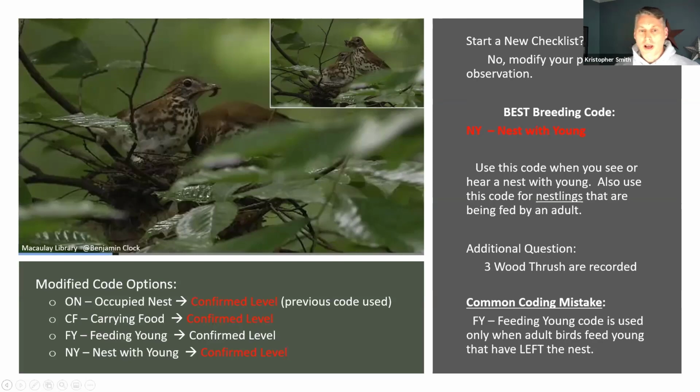All right. So a common coding mistake, feeding young, the FY code is used when an adult bird is feeding young that have left the nest. So they have to be outside of the nest and they are bringing food to the young to use FY. As long as the young is in the nest, it is just nest with young. All right. And of course, how many birds would you now code? You have the 2 adults, and then you made an observation where you had the 1 nestling. So you would actually select 3. So you have 3 wood thrush, and you're going to use the code NY, nest with young.